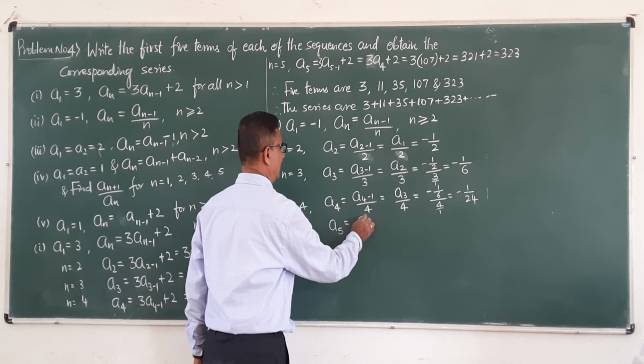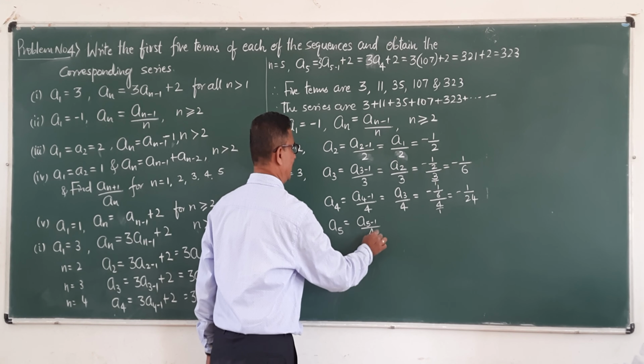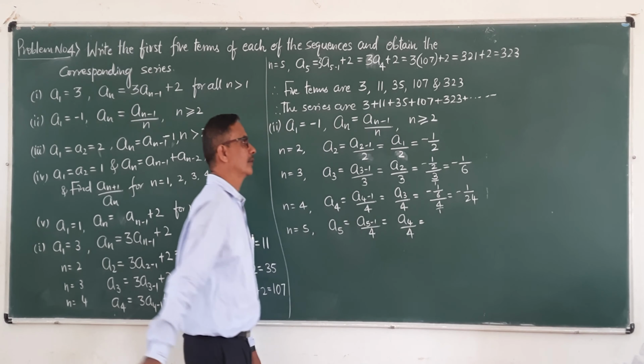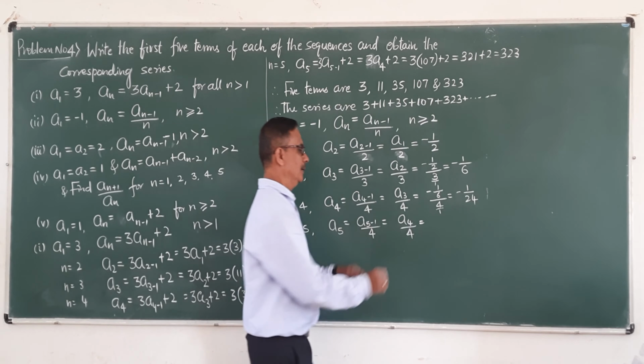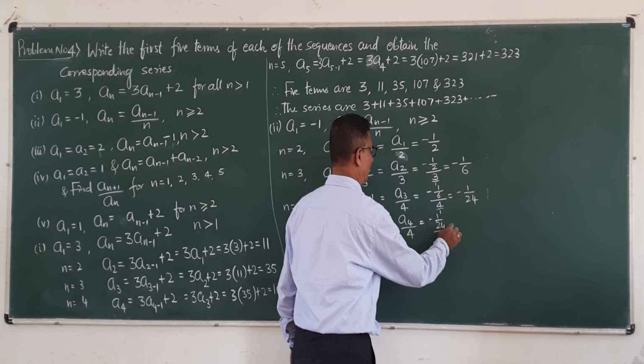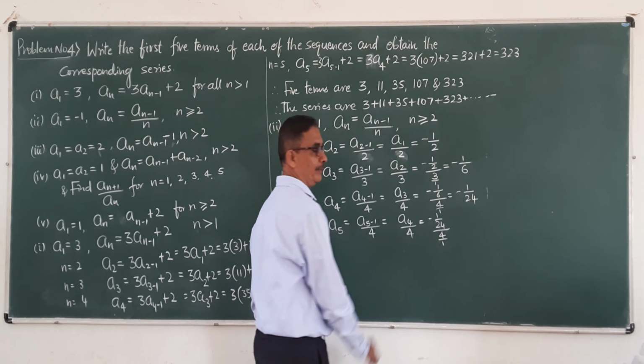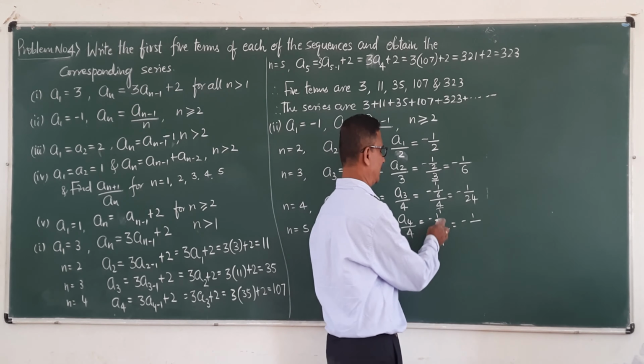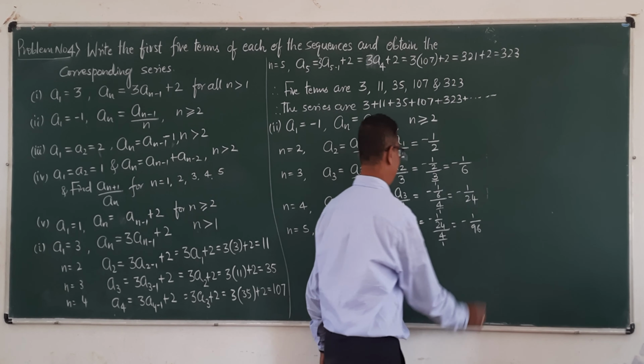Take n is equal to 5. a5 is equal to a 5 minus 1 divided by 4. That is a4 divided by 4. But the a4 value, minus 1 by 24 divided by 4, is the same as 4 by 1. That is minus 1 by, that 1 goes to the numerator, 4 goes to the denominator, 24 4s are 96.